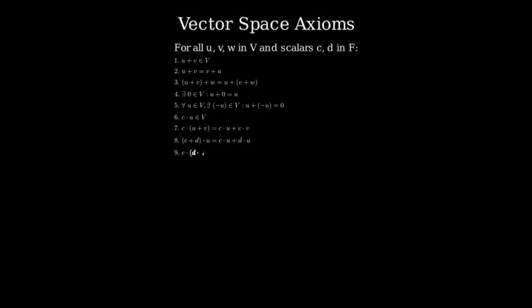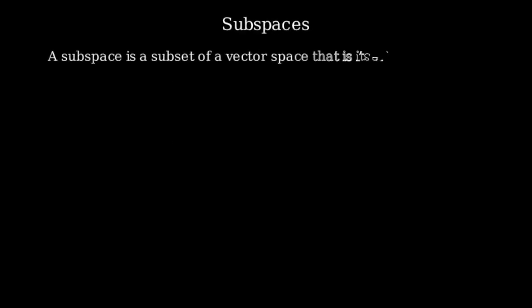These include closure under both operations, commutativity and associativity of addition, existence of zero vector and additive inverses, distributivity and scalar multiplication properties. A subspace is a subset of a vector space that is itself a vector space. For a subset to be a subspace, it must contain the zero vector, be closed under addition, and closed under scalar multiplication.